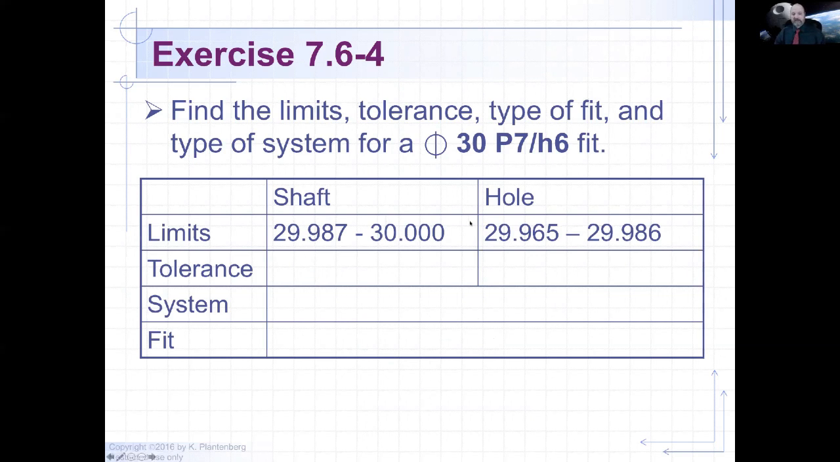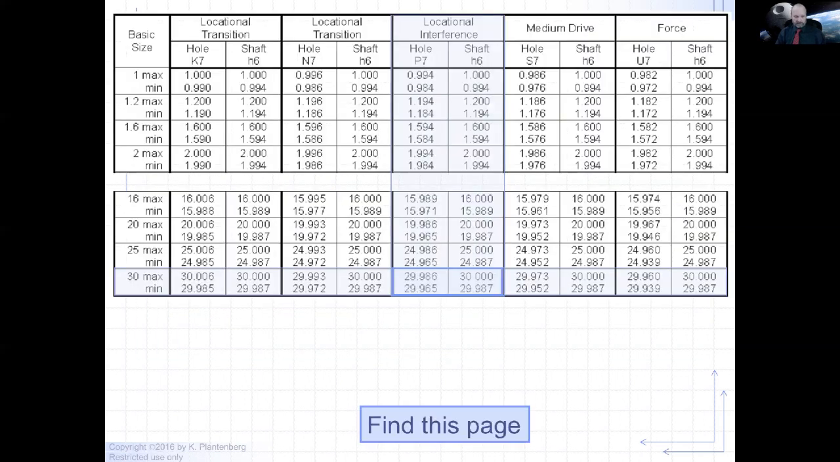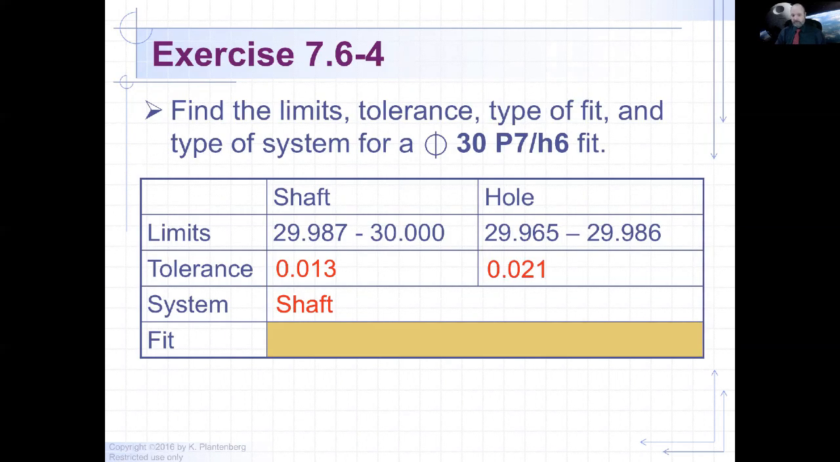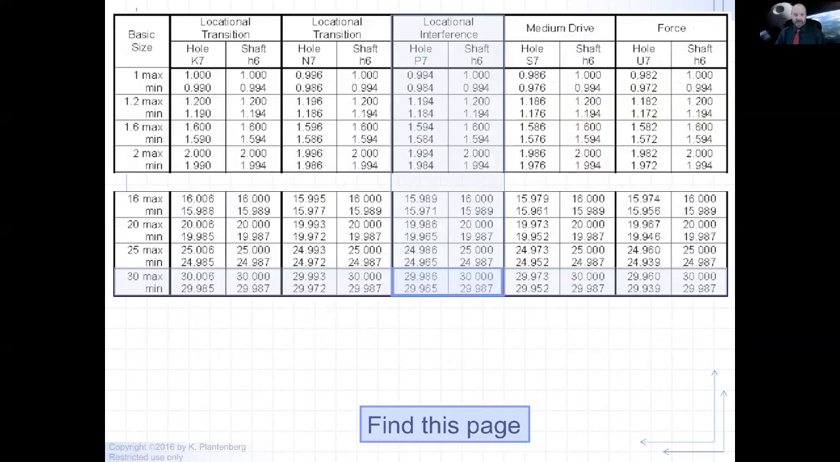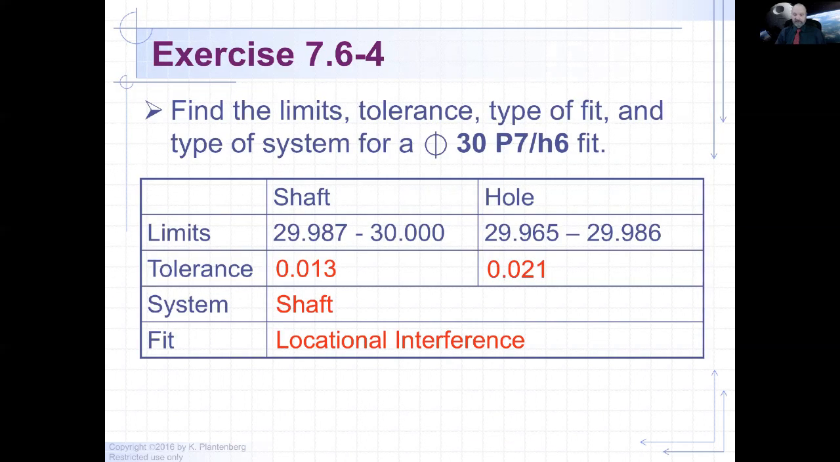The tolerance again is the range. Okay, and the system, well, the basic size is associated with the shaft. Okay, and the fit is locational interference. That's what's on top.